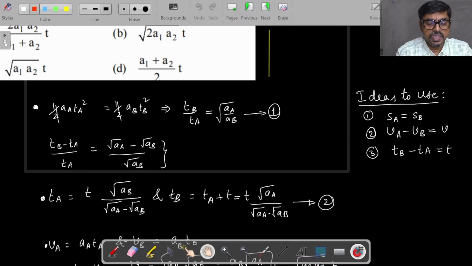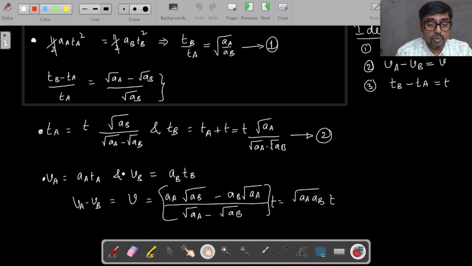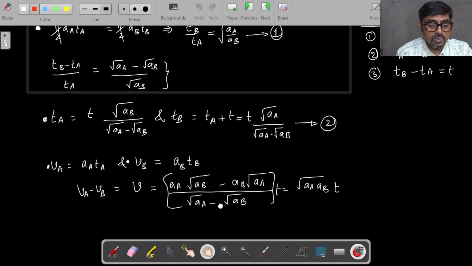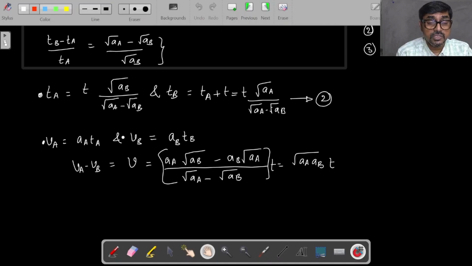Once I have TA, I can calculate TB using TA plus T. TB is more, no? If you substitute there, take the LCM, you will have this. So finally TA depends on root AB and TB depends on root AA, it's like an inverse relation. Now that I have the times of travel for both, I can calculate VA equals AA into TA, and VB equals AB into TB, and subtract them. When you take the subtraction, you should get V, VA minus V B equals V, which was given.